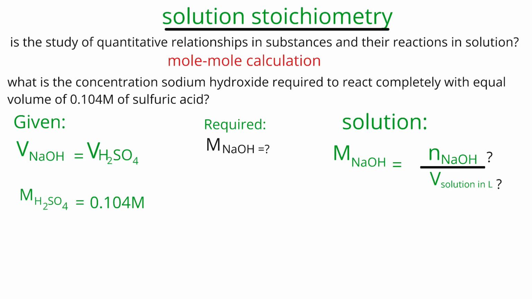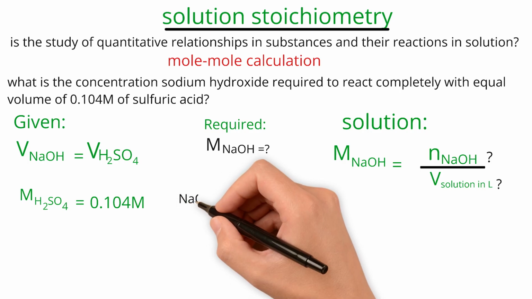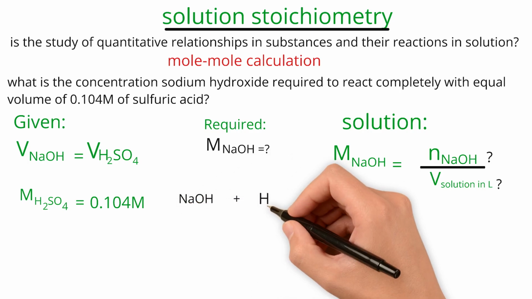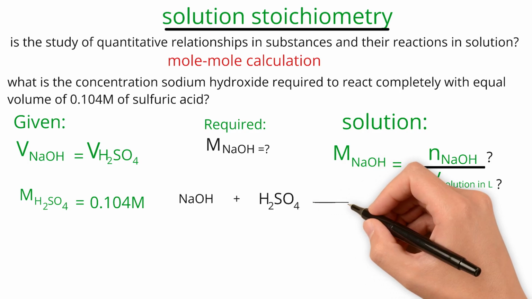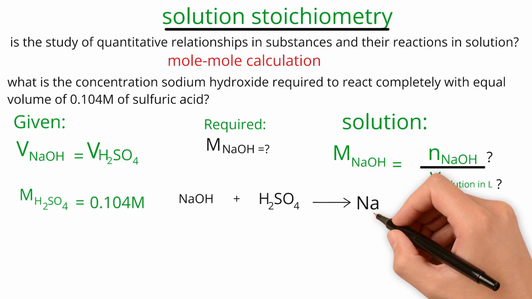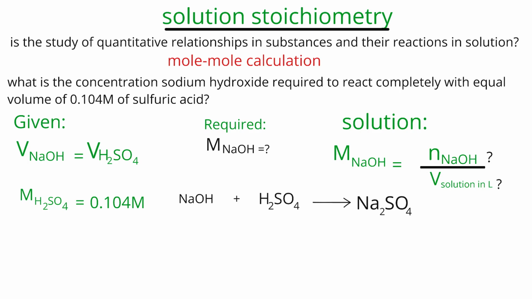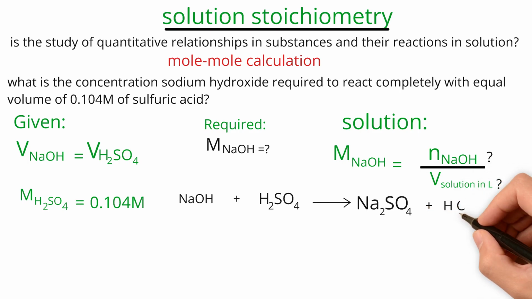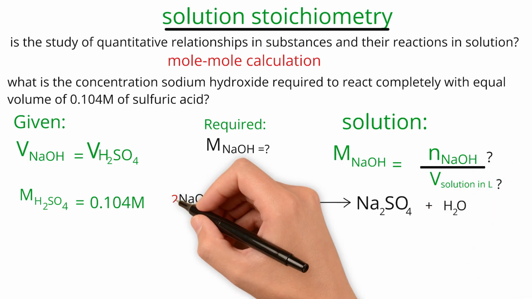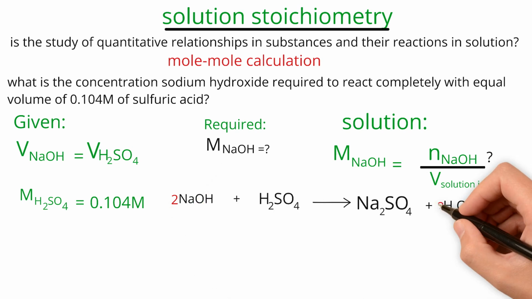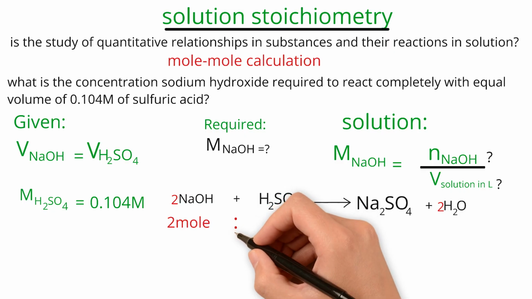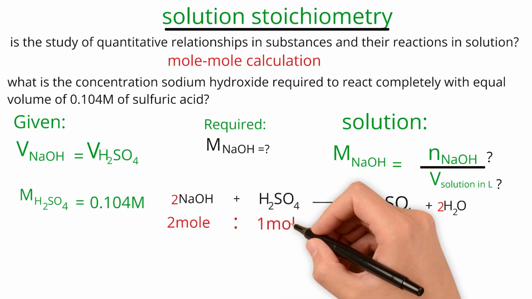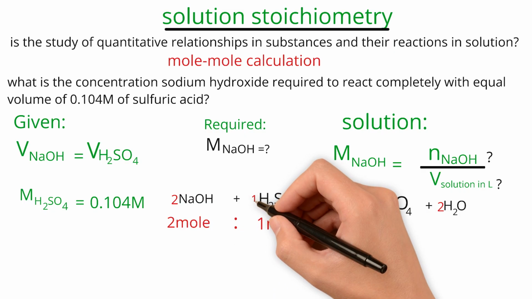in liters. Now to do so, let us write the balanced chemical equation. Sodium hydroxide reacts with sulfuric acid to form sodium sulfate plus water. Let us balance it: 2 moles of sodium hydroxide and 2 moles of water. Now it is a balanced chemical equation. From the balanced chemical equation, we know that 2 moles of sodium hydroxide react with 1 mole of sulfuric acid.